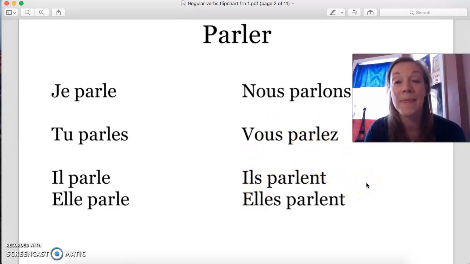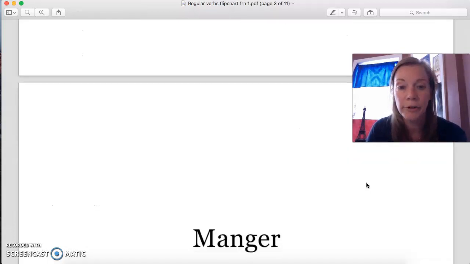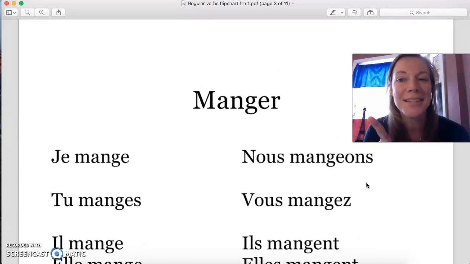And those regular ER verbs cover probably about 80% of the verbs that even exist in the whole language. So you can do a lot with these different endings. So I've given you some practice. First bit of practice. Oh, I lied. I forgot about manger. Manger does have a little trick to it.